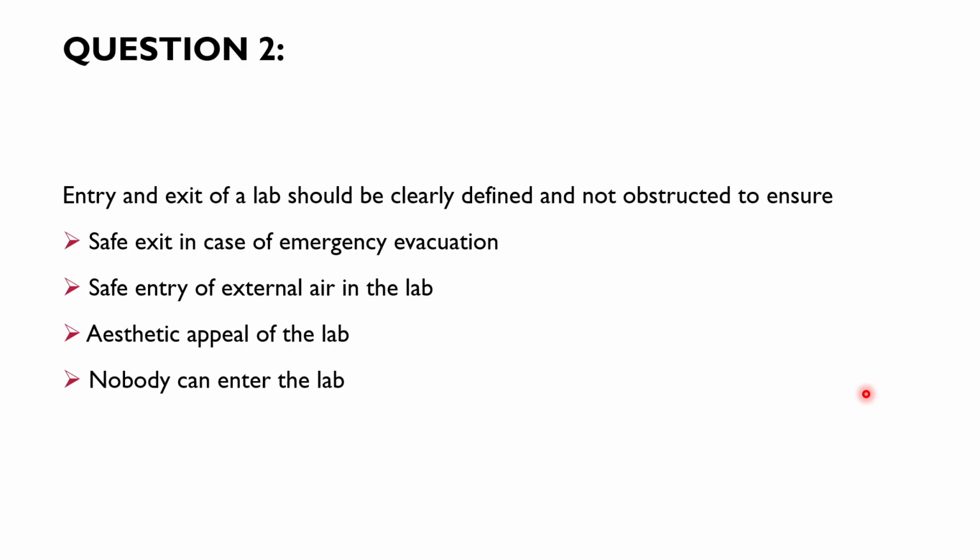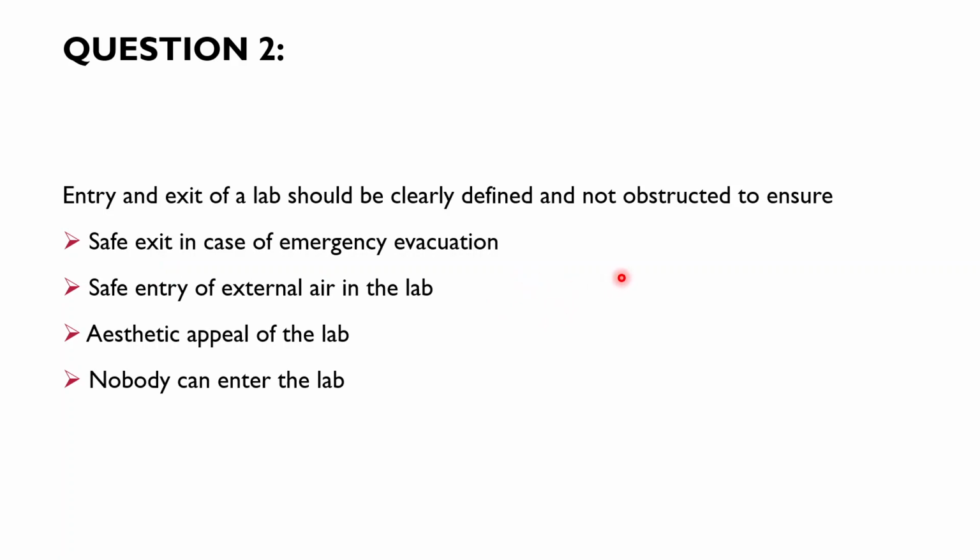The entry to the cell culture lab is usually marked by two doors, one for entry and another for exit. But usually this is not followed in all cell culture labs. Just like in our lab, we have a single exit. So if your lab is laid out in such a way that you can have two doors, then you can have them. It is always desirable that you have an emergency exit from the lab, in case of emergency evacuation. So the first option is safe exit in case of emergency evacuation.